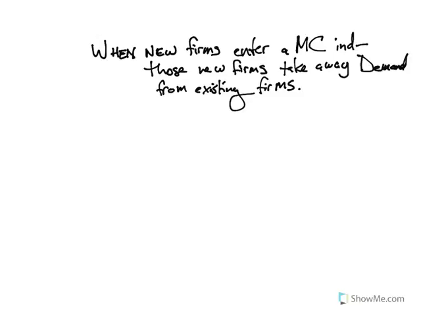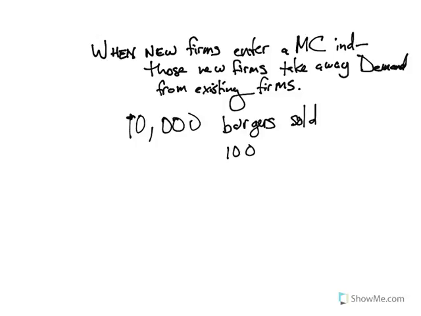So I'll give you an example. Let's say you have a city where on any given Monday afternoon, there are 10,000 hamburgers that are sold. And let's say there are 100 firms selling those 10,000 hamburgers. Well, that means each of these firms is selling 100 burgers each. That's pretty straightforward, right? Well, what happens if one more firm enters?